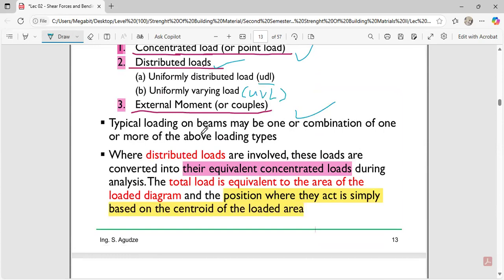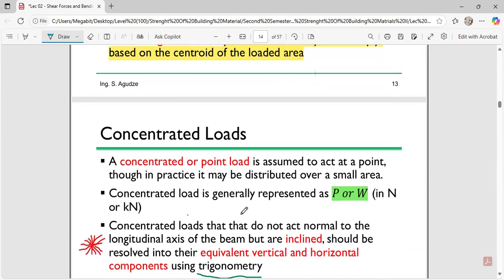Typically, loading on beams may be one or a combination of one or more of the above loading types. Where distributed loads are involved, these loads are converted into their equivalent concentrated load during analysis. The total load is equivalent to the area of the loaded diagram, and the position where it acts is based on the centroid of the loaded area. Good.